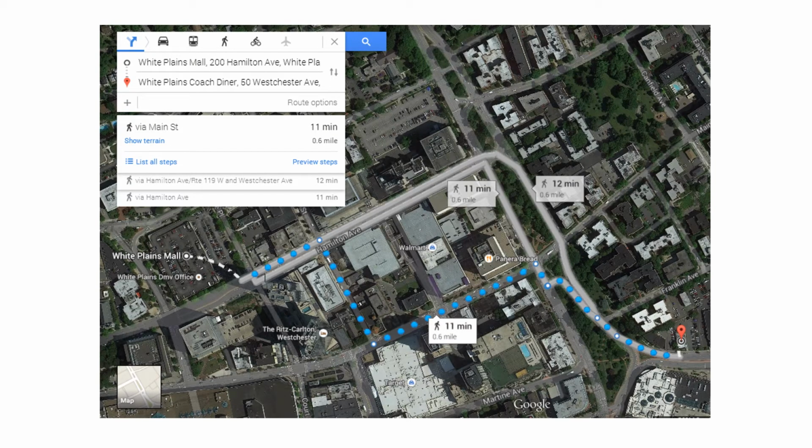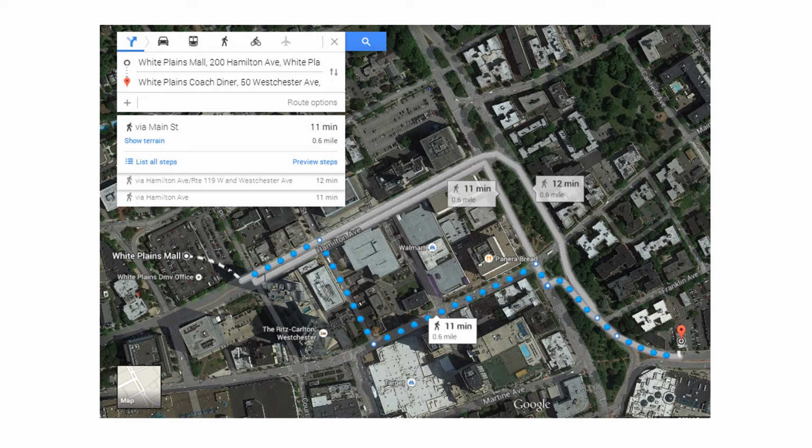So in the do now, I had you start at the White Plains Mall and then end up at the White Plains Diner. Try to find the shortest walking path between those two positions. And you could walk along these roads here. Is that your distance or your displacement, that blue dotted line?